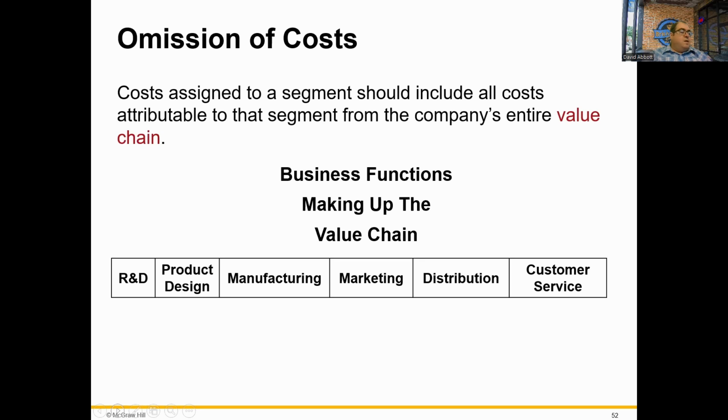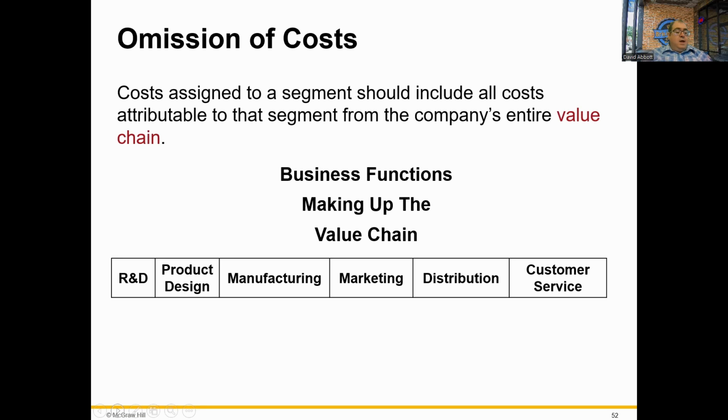Okay, so segmented income statements, common mistakes, omission of costs. So the costs that are assigned to a segment should include all of the costs attributable to that segment from the company's entire value chain, as will be described in Chapter 12 when we get there. Now, since only manufacturing costs are included in product costs under absorption costing, those companies that choose to use the absorption costing for segment reporting purposes will omit from their profitability analysis all upstream and downstream costs.